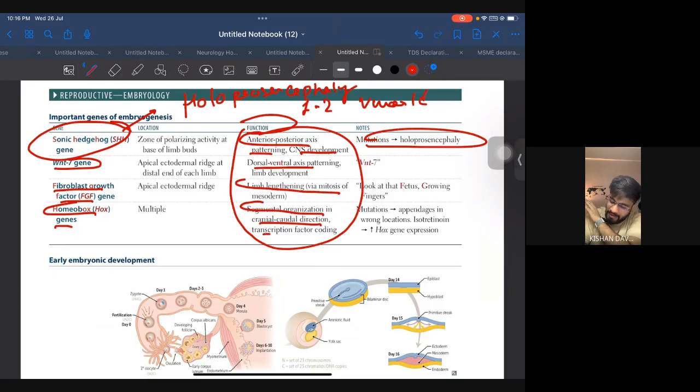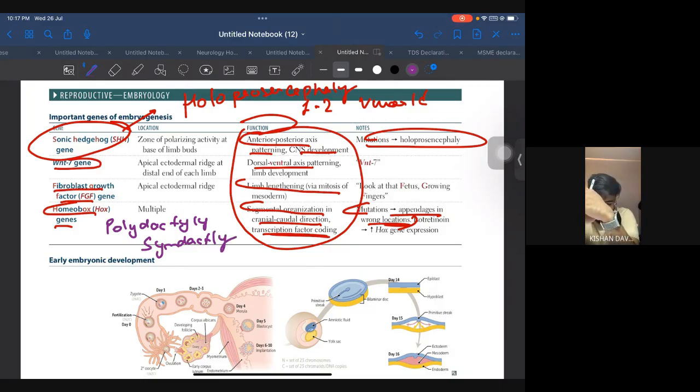And homeobox gene, segmental organization in cranial caudal direction, transcription factor coding; mutations cause appendages in wrong locations. How appendages in wrong locations are presented in UL is polydactyly, syndactyly. This is how you have to remember the genes. Remember H double H from holoprosencephaly. Fibroblast growth factor helps in limb lengthening, increasing size of the limb. Homeobox, you have to remember, is appendages at wrong location.